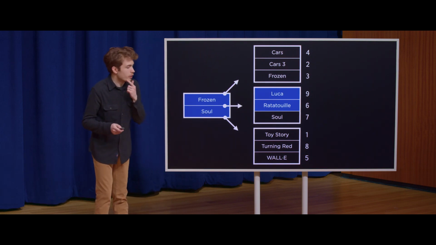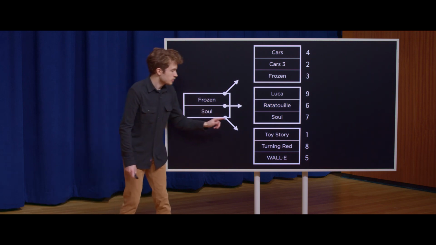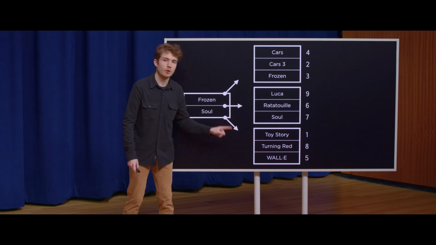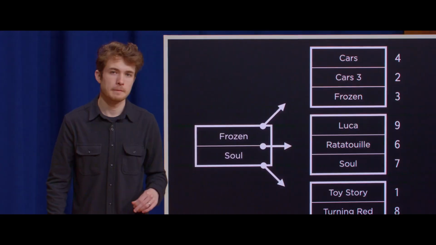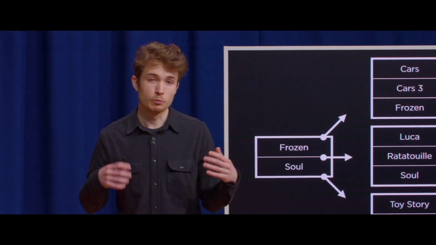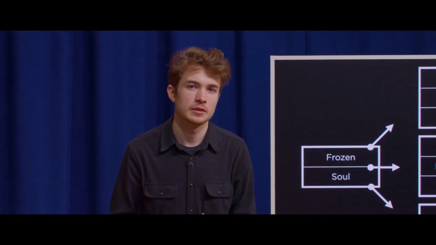And now for one more, let me check for understanding here. How could I find Turning Red? What steps would I follow to find Turning Red? I might start at that root node, but then what questions should I ask?